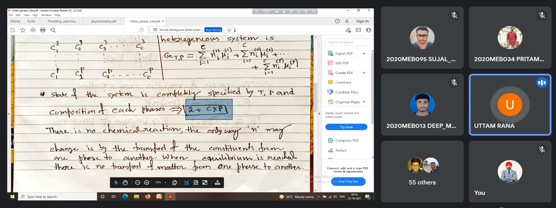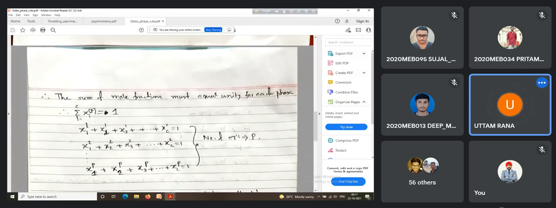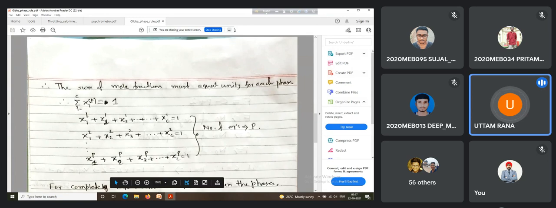But if the system is in equilibrium, that is a very important point, there will be no transport of any component from one phase to another phase. So in that case, N is also fixed. But it has to be remembered that at equilibrium, the sum of the mole fractions of the different components in a particular phase has to be 1. So that is one of the constraints. What it means is that the sum of the mole fractions must equal unity for each of the phases.